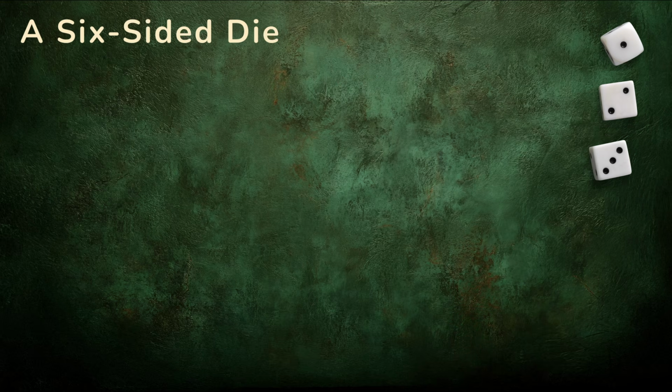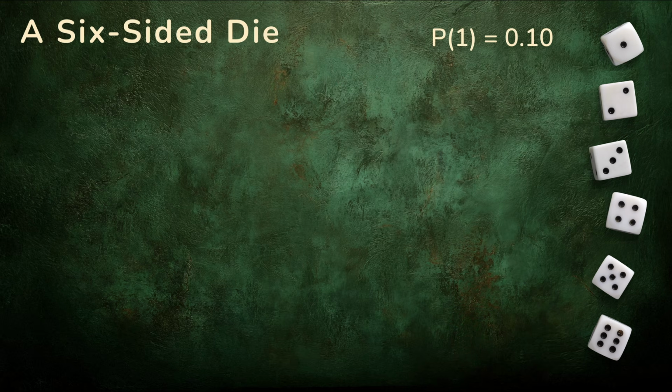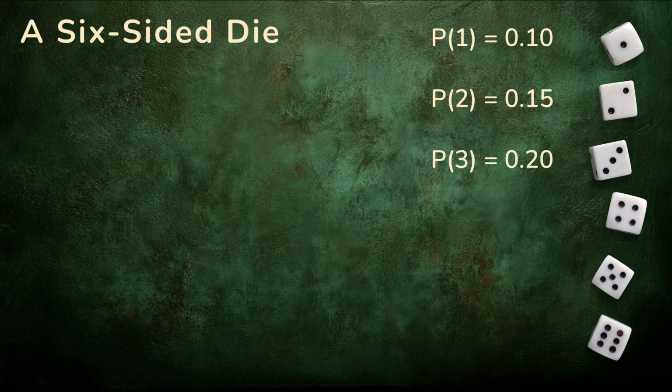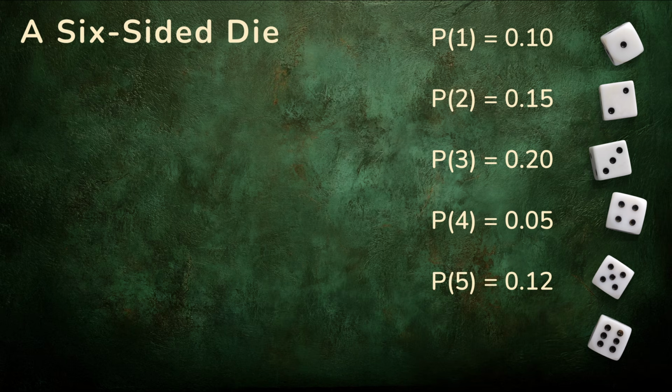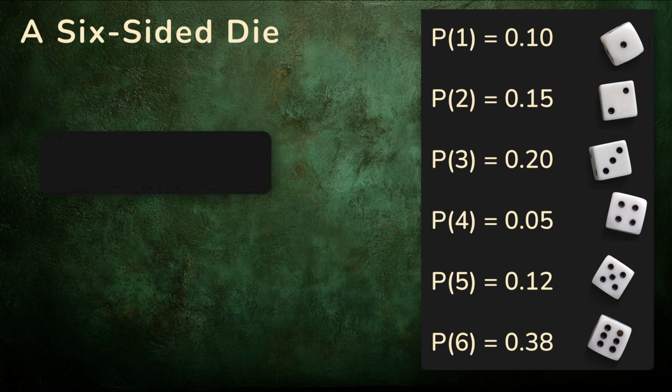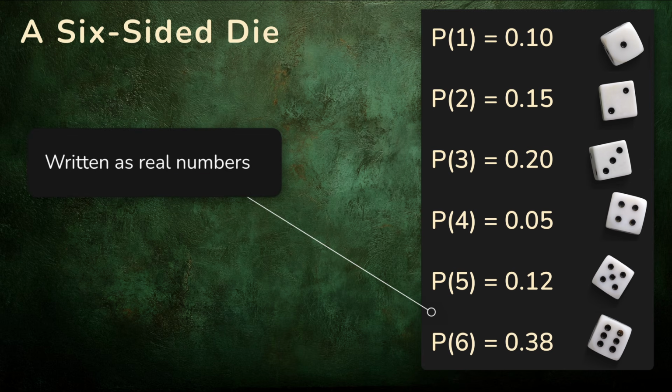Let's say the probability of rolling a 1 is 10%. The odds of rolling a 2 is 15%. The probability of a 3 is 20%. Probability of a 4 is 5%. P of 5 is 12%, and P of 6 is 38%. We wrote this list of probabilities as real numbers and not percentages. People like percentages, but computers prefer regular numbers.